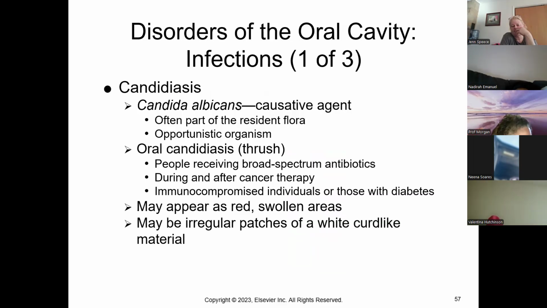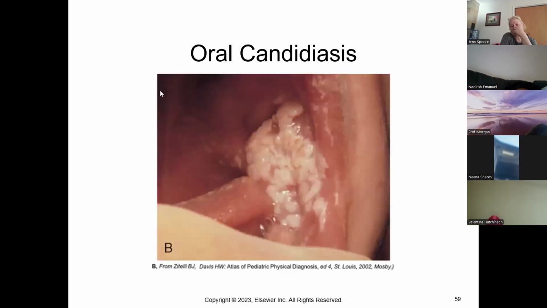So the agent is Candida albicans. These are part of your normal flora, and in somebody immunosuppressed it can cause an opportunistic infection. It happens in people after they've been taking broad spectrum antibiotics, maybe after they've had chemo, or they're immunocompromised for a reason. They're going to look red, swollen, white, curdled. There's a picture of it.